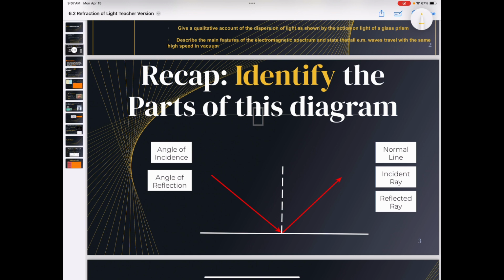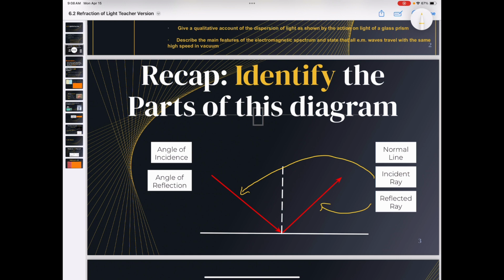With this diagram, the first thing I want to identify is that we have two arrows. This one over here on the left is heading towards the mirror. This one on the right is heading away from the mirror. The one away from the mirror has been reflected, so that's our reflected ray. The one going towards the mirror is what we're going to refer to as our incident ray. I like to say it is incoming, therefore it is incident.